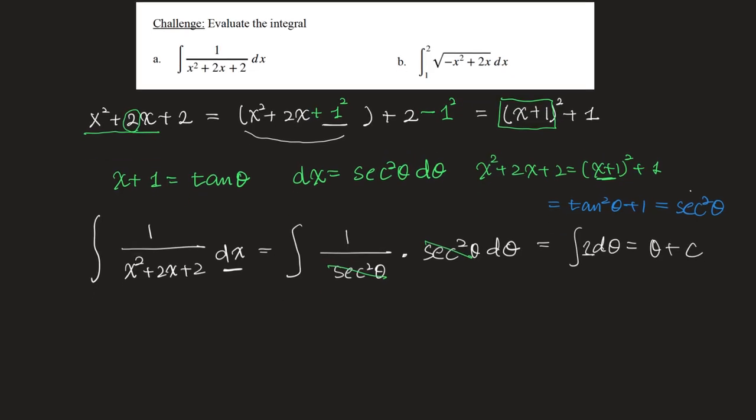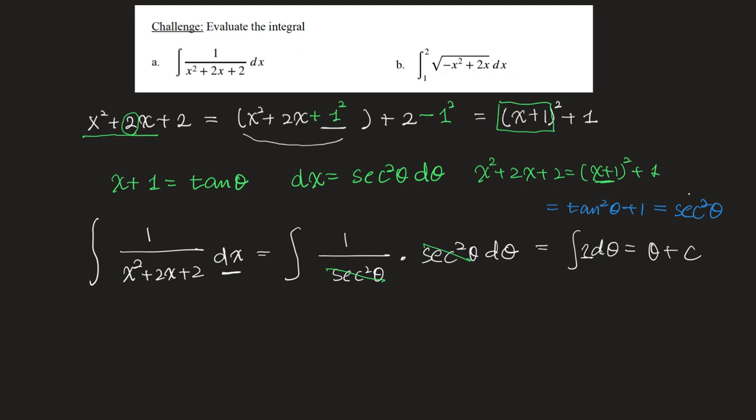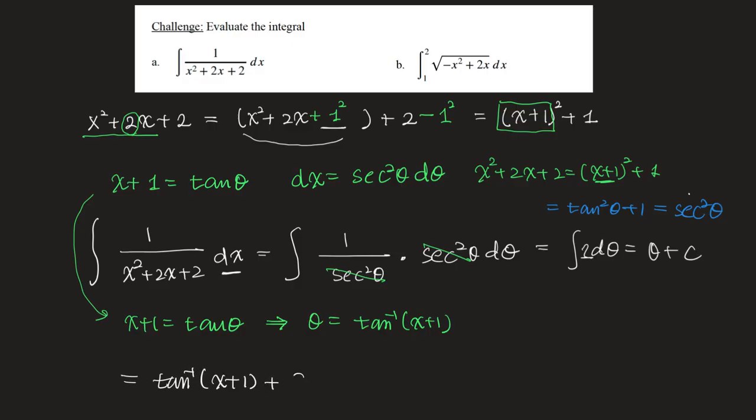You have one less job. Here is theta, and you have to change it back. Where is the theta? Can you see this one? You find the theta: x plus 1 equals tangent theta, so theta is going to be arctangent of x plus 1. Now substitute back into this integration. The answer is theta, which is arctangent of x plus 1, plus c.